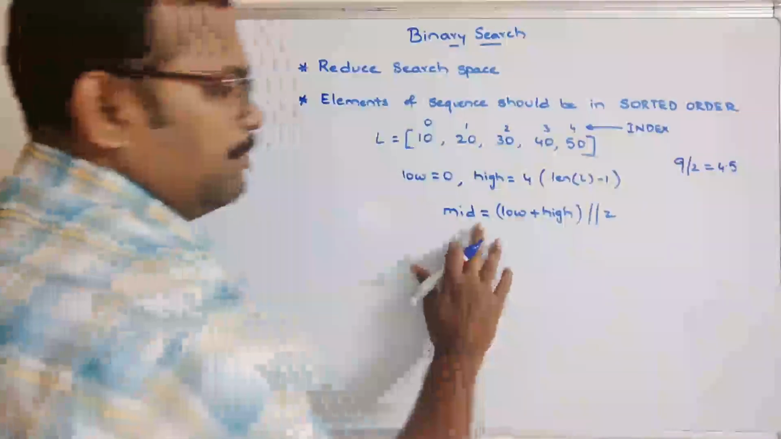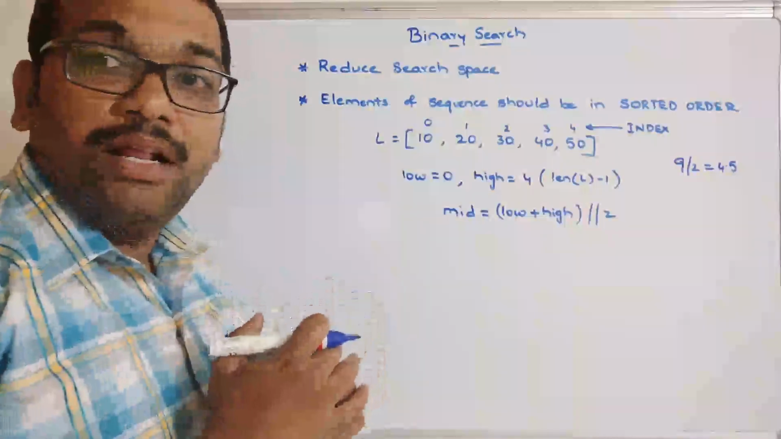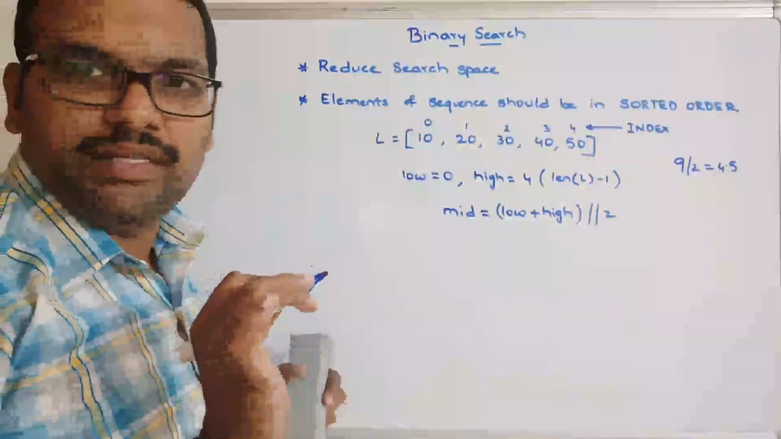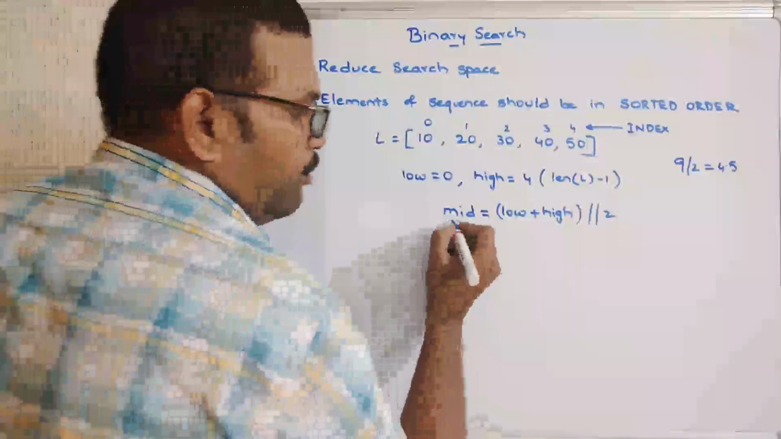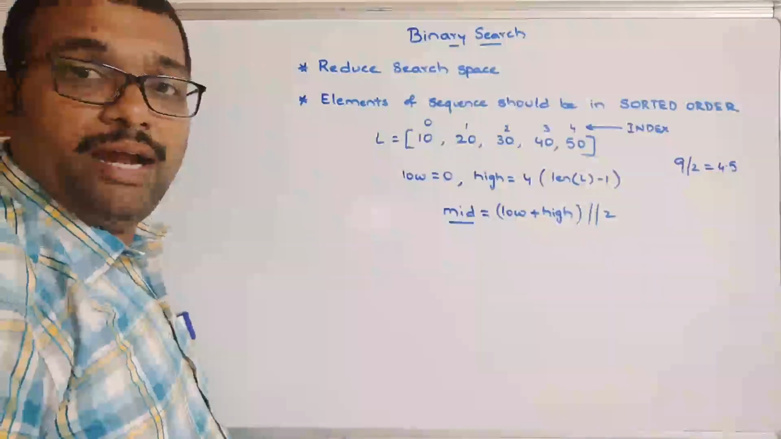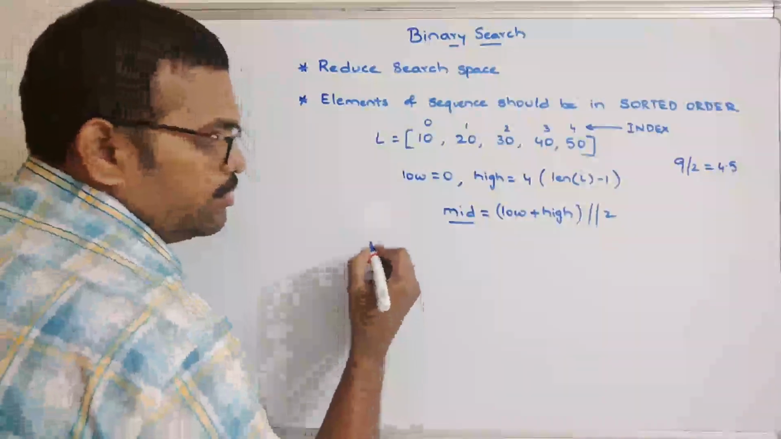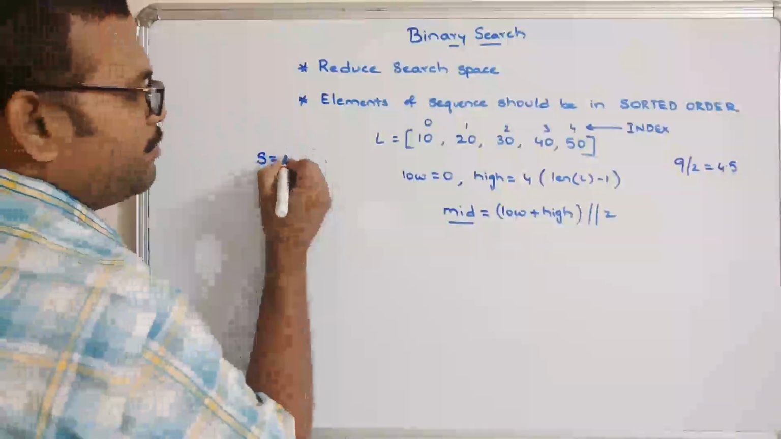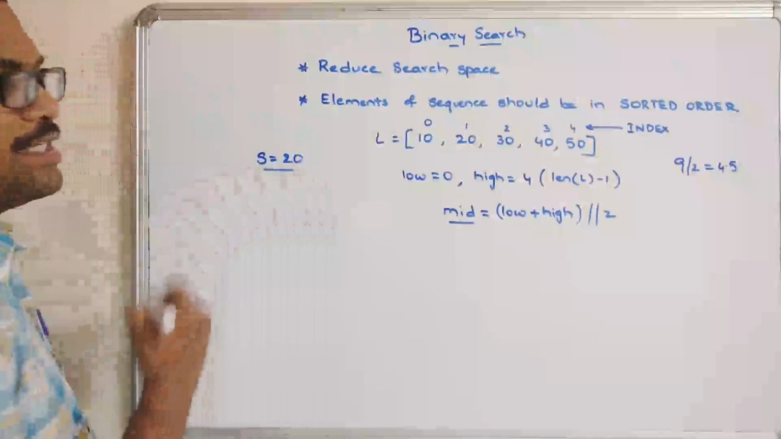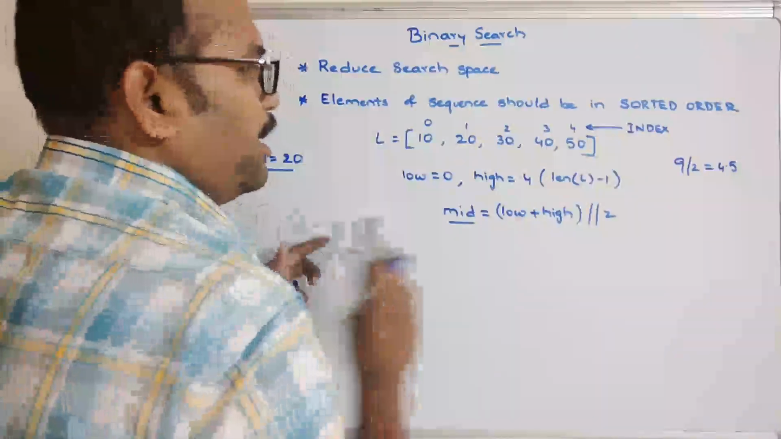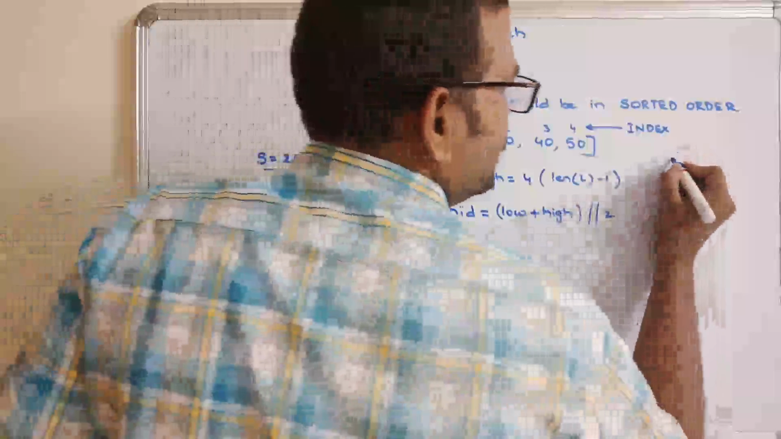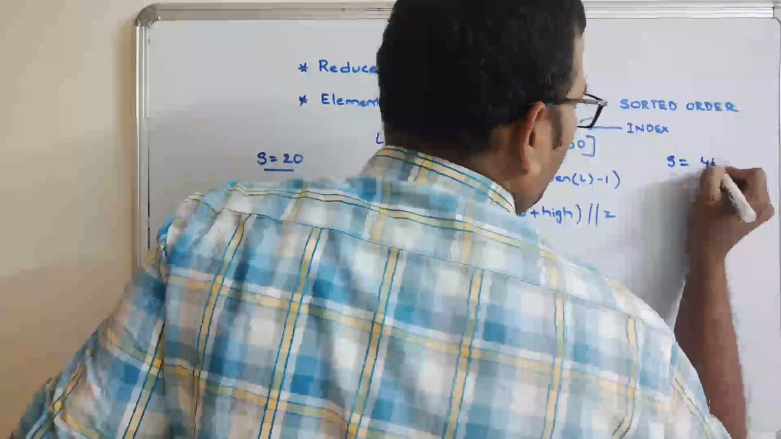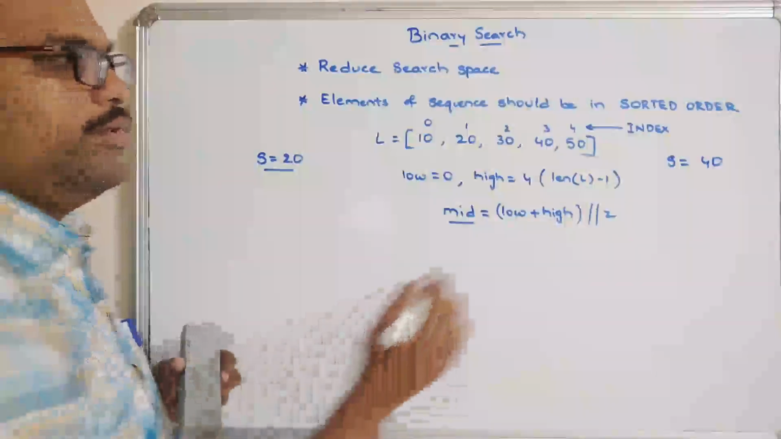By calculating the middle value, we get the middle index. All these are indexes, right? Low is an index, high is an index, and mid is an index. Now we have a mid value. For example, the search key is 20. And here I write the second case, the search key is 40. Two cases.